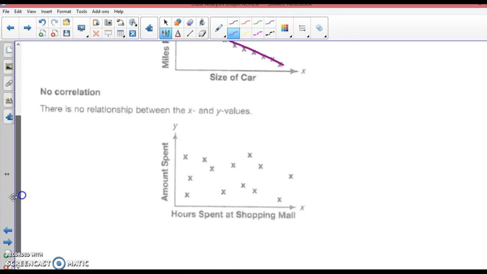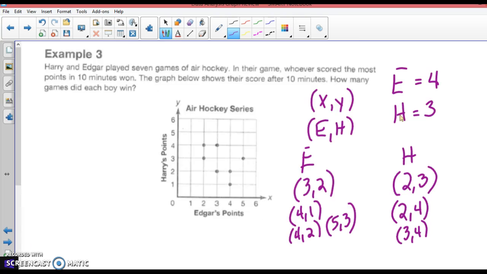Then, you have data that looks like this. The hours at a shopping mall and the amount spent. Some might argue that the longer you're there, the more you spend, but you could just be going there for lunch and hang out with your friends and not spend anything. Right? You could be there all day and spend nothing. So, if I plot these points, they're all over the place. Is there any line of best fit? There's no trend. It's just all over the place. This is no correlation. There's no relationship. If you were watching this at home, pause the screen, and there's the answer to example 3.